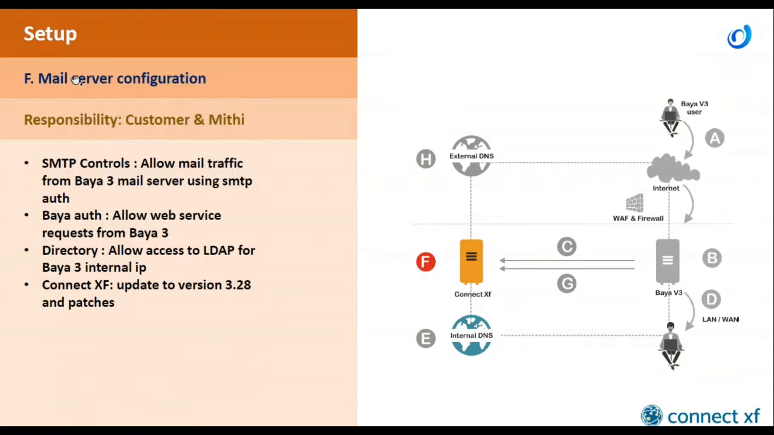Now F. F is the mail server configuration. Some configurations need to be done on the ConnectXF mail server. Customer and Mithi both will be doing this together. From the Mithi end, we will be adding SMTP controls on the mail server, BIA auth and directory, and the update to version 3.28 with all the patches.